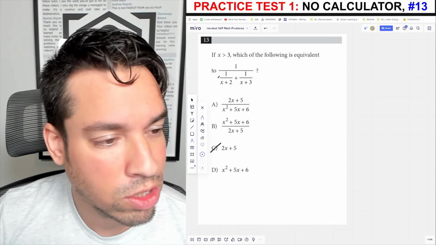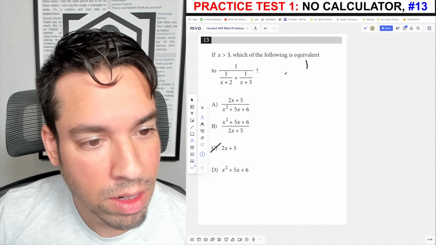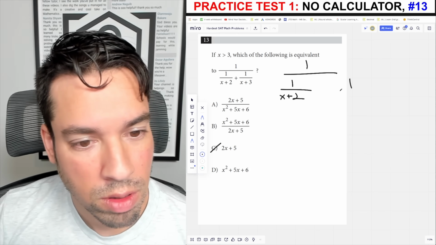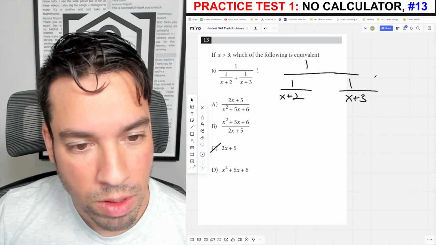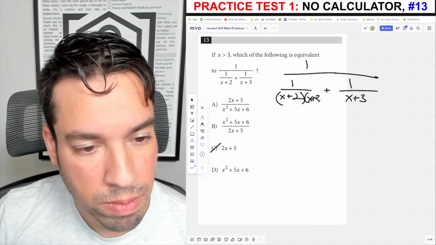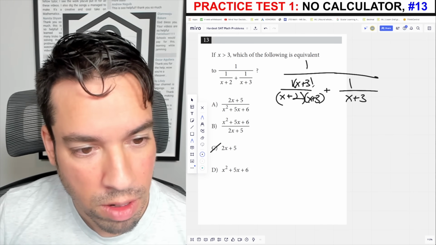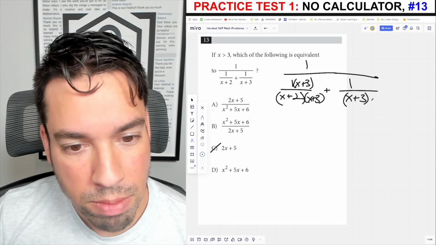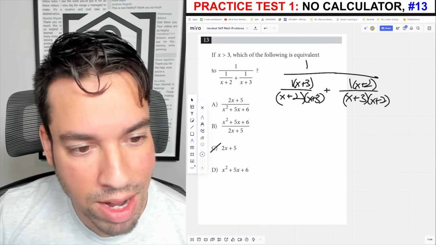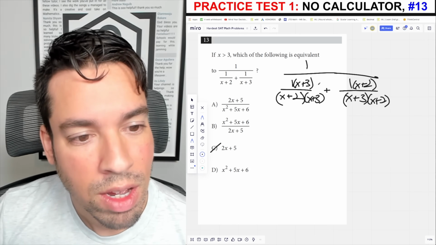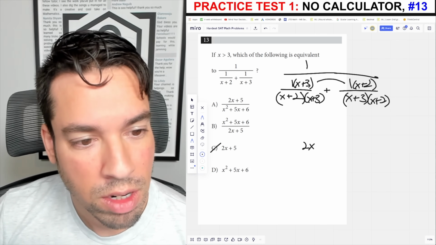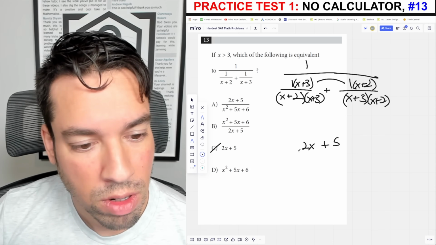We need common denominators. So I'm going to multiply like so. We're going to have x plus 2, x plus 3, and I'm going to multiply this guy by x plus 3, but we also must multiply the numerator. And I've got to multiply this guy by x plus 2 and also must multiply the numerator. Now you can see they have common denominators, x plus 2 times x plus 3. Now we can just simply add the numerators. So x plus x becomes 2x, 3 plus 2 becomes 5.